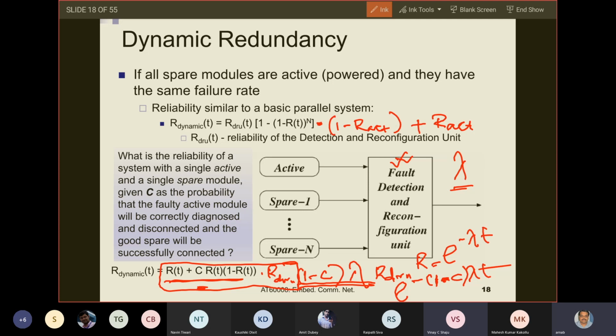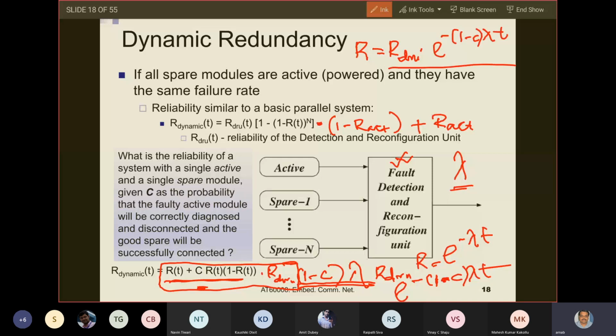Okay, sir. But for the case I was saying, let us say that I will always be able to put in a spare, guaranteed. In that case, if I have a constant failure rate lambda, and if I have C, then what will be the system reliability? It will be given by something like this: R equals R_DRU into e to the power minus (1 minus C) lambda T, with the assumption that I'm always able to get a spare to put in.